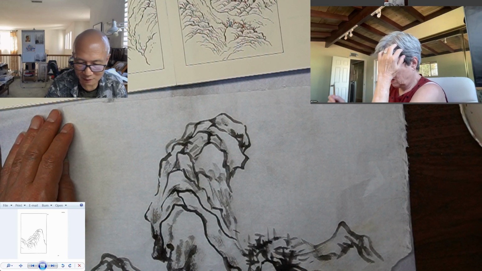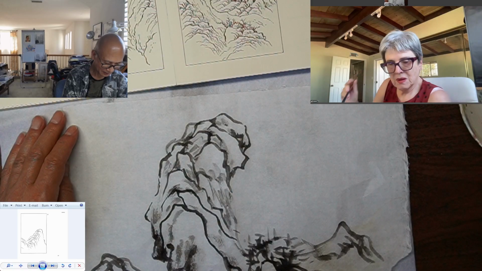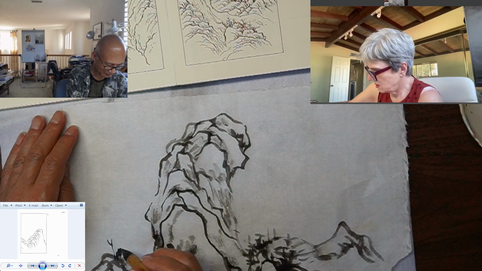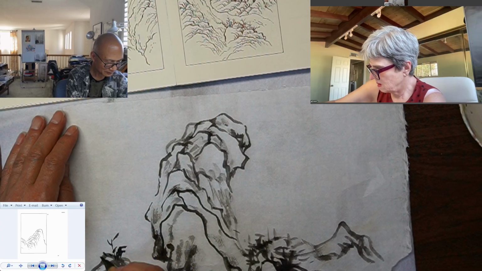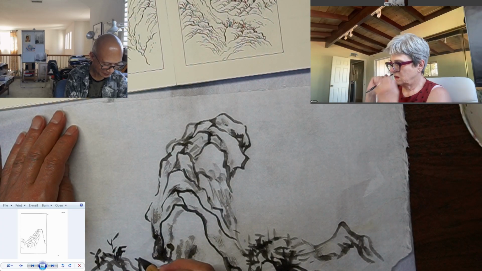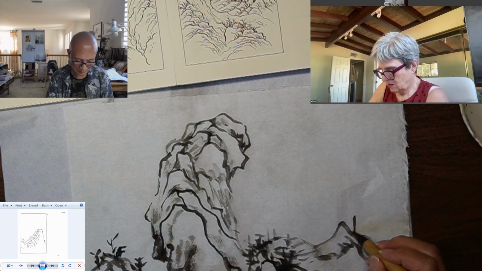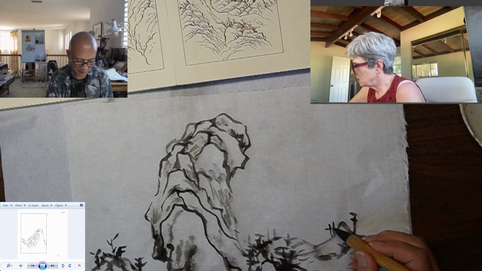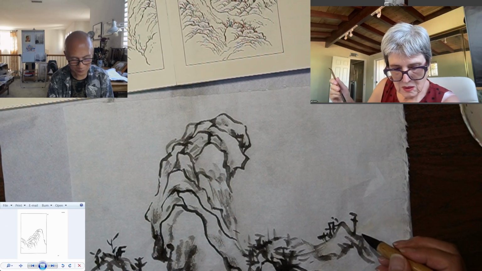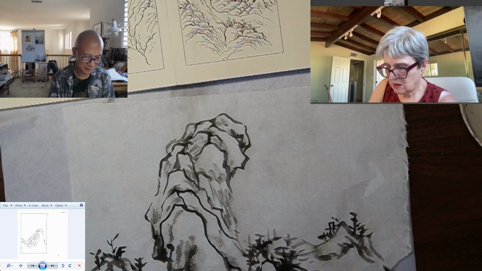Okay, let me just add a little tree here to hide my mistake. Some Y shapes, just conceptual drawing. The trees, you can think about they are winter trees, no foliage, or autumn trees.